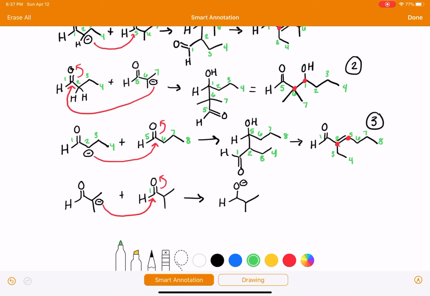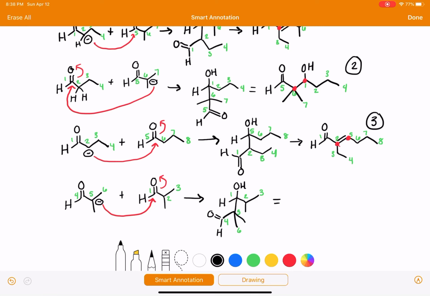Let's number its carbons. 1, 2, 3, 1, 2, 3. We are attacking with carbon number 5. 5 is going to 1. It attacked 1. 5 is connected to carbon number 4, which is a carbonyl carbon. 5 is also connected to carbon 6 and a methyl that doesn't have a number. So there we go. And then we're going to magically protonate that O negative.